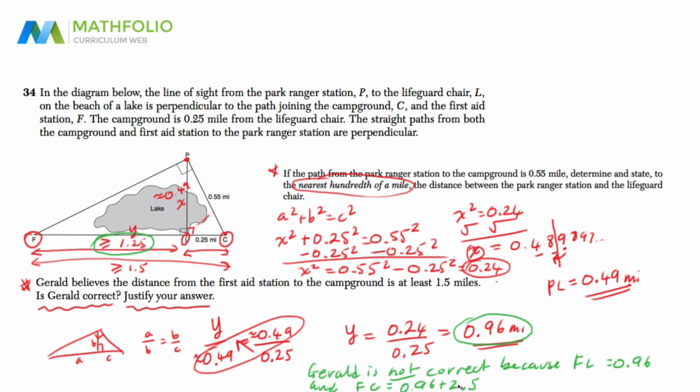Not 2.5. Let me go back a step. Gotta just hold shift and get rid of this. 0.96 plus 0.25. So that whole distance that we get when we calculate it is 1.21. And this is less than the 1.5 miles. And that's what he thought it was. He thought it was at least 1.5. Okay, so then that is our answer for 34.